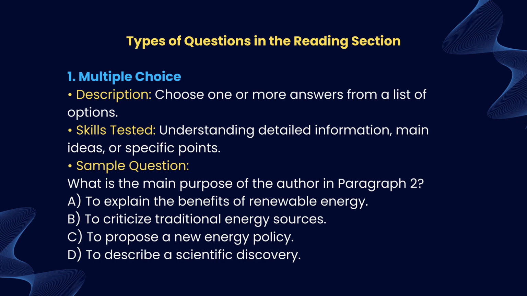Types of questions in the reading section. 1. Multiple choice. Description. Choose one or more answers from a list of options. Skills tested. Understanding detailed information, main ideas or specific points. Sample question. What is the main purpose of the author in paragraph 2? A. To explain the benefits of renewable energy. B. To criticize traditional energy sources. C. To propose a new energy policy. D. To describe a scientific discovery.